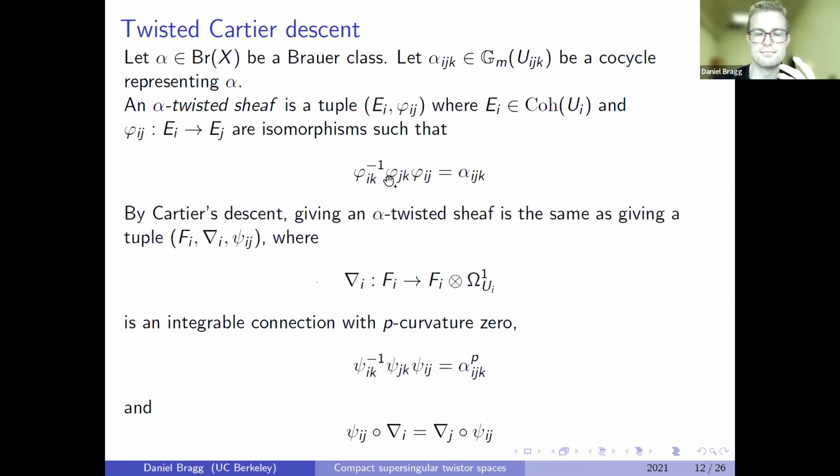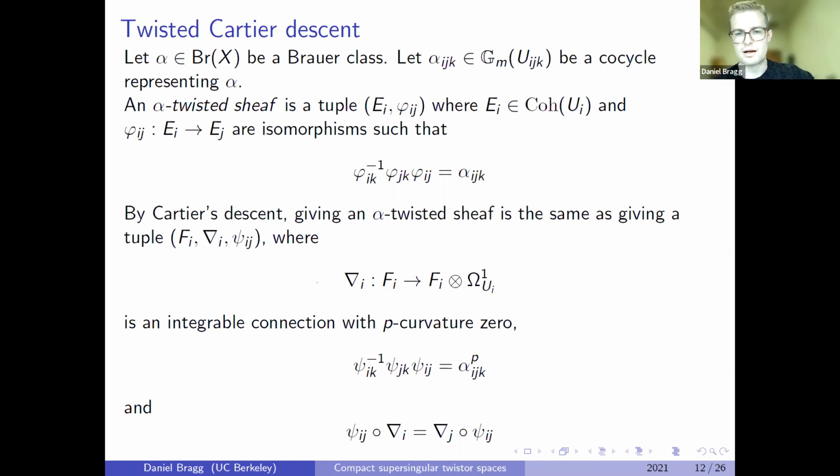And this twisted cocycle condition becomes the size, this equation with the size equals alpha ijk to the p. Okay, so this is what happens if you take the usual description of an alpha twisted sheaf in terms of a bunch of sheaves satisfying this twisted cocycle condition, and you just apply Cartier descent to each. You apply Frobenius pullback on each open set, and just write down what the equations become. This is what you get.